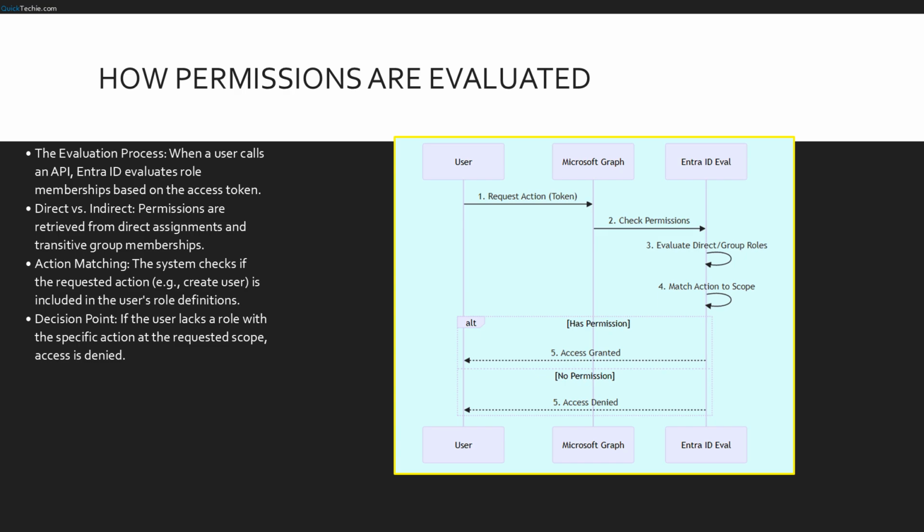First, the user or service principal sends a request with a token to the Microsoft Graph API. Next, Entra ID begins the evaluation phase. In Step 3, it aggregates all roles assigned directly or via groups. In Step 4, it strictly compares the requested action against those roles within the specific scope. Finally, we see the decision branch. If the specific action exists within the user's effective roles, access is granted. Otherwise, it returns an access denied response.